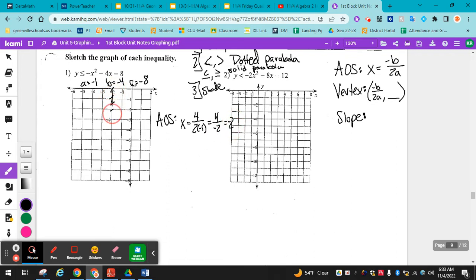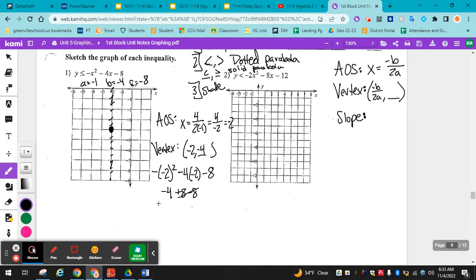So here's my line of symmetry. My vertex is always on that line. So I'm going to plug in -2. Whatever I get out is my y. So ignore the inequality sign as you're graphing it. So that's -4 plus 8 minus 8. So those will cancel out. I get -4. So -2, -4.